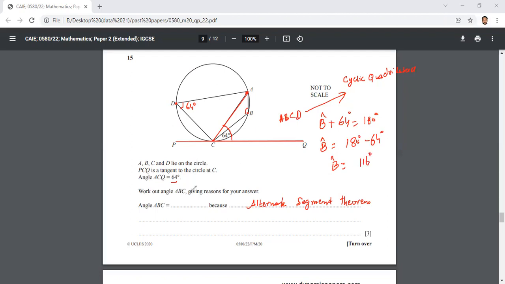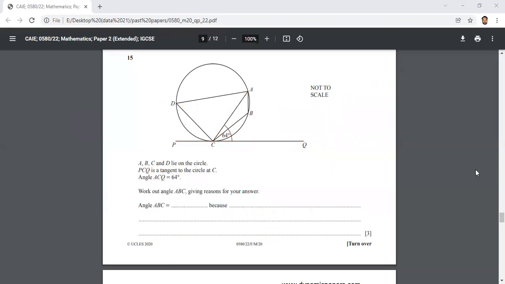So this is your required answer here, 116, and we applied the alternate segment theorem as well as the cyclic quadrilateral. I hope you get my point. We move on next.